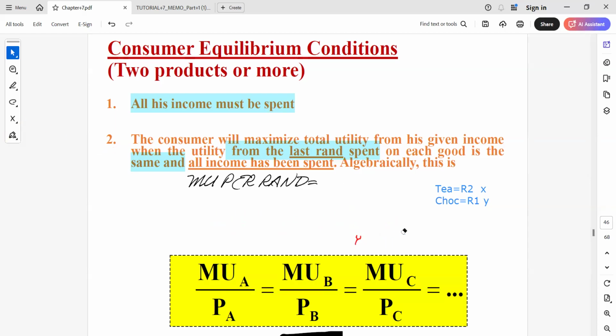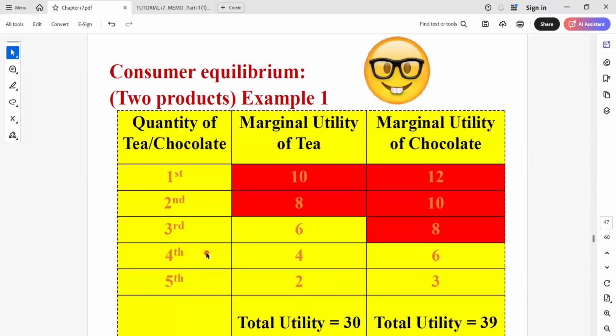So basically what we're saying is that when you have two products, for you to reach your maximum satisfaction, all your income must be used, and your marginal utility per rand must be equal. The marginal utility per rand for product A must be equal to the marginal utility per rand for product B. Marginal utility per rand is basically marginal utility over price. So let's continue, I just want us to get to the questions.